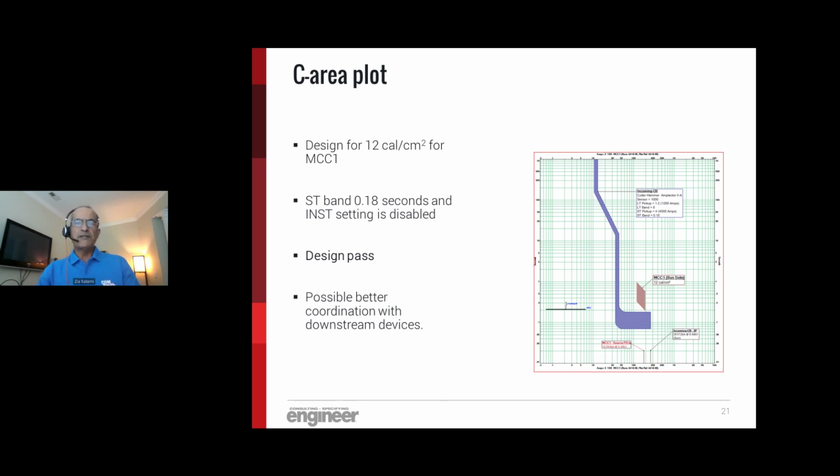Now, here we change the design to 12. We're going back to our original short time band. We disable the instantaneous. That gives us more chance for having coordination with downstream devices. And well, in this case, we're still passing, but we had to sacrifice 8 calories with 12, and therefore it's kind of the trade-off. But this is guaranteed again that at any condition we will get 12 calories per centimeter squared if there is an arc at this MCC, at the bus.